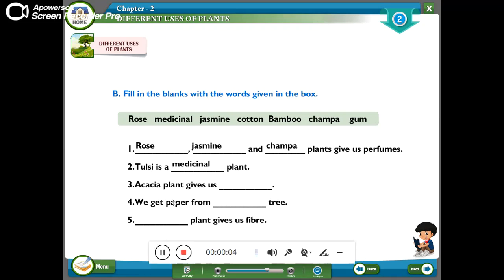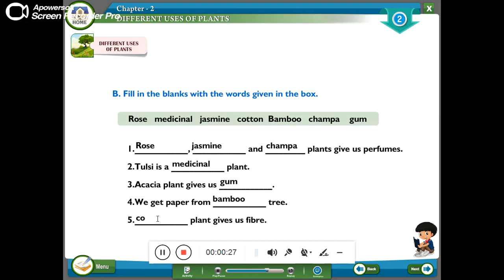When I was explaining the lesson, I said that Acacia is a plant which gives us gum. Gum, glue and gum are the same. We get paper from dash tree, bamboo tree. B-A-M-B-O-O, bamboo.